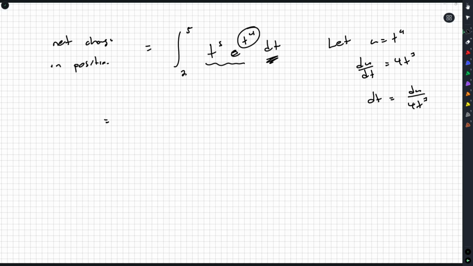Now remember, when you're doing a substitution, you do have to change your bounds as well. So 2 to the power 4, well, you probably know that one off the top of your head. 2 to the 4 is 16. 5 to the power 4, well, I know that one off the top of my head, but I do a lot of math. So 5 to the power 4, what's the new upper bound going to be exactly?